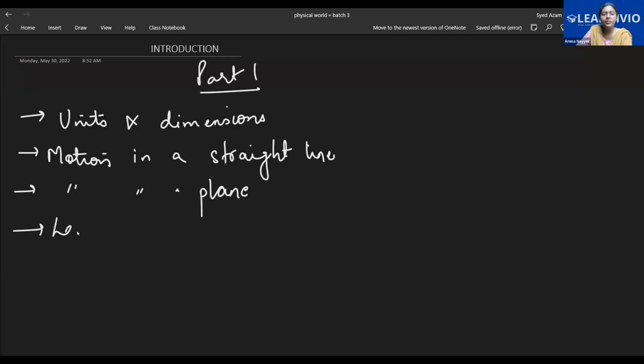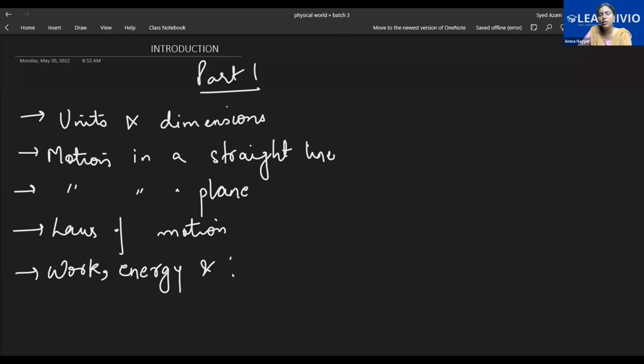Then you have the chapter laws of motion. In laws of motion, we basically deal with the forces, that is, why does the motion occur? Why does the body move? So this is there in your laws of motion chapter. Then you have a chapter work, energy, and power. From the name only, it's clear that this talks about energies and power. There is one more topic, collision, which is there in this chapter only, but it's not mentioned in the heading.